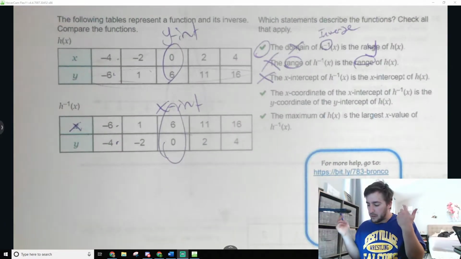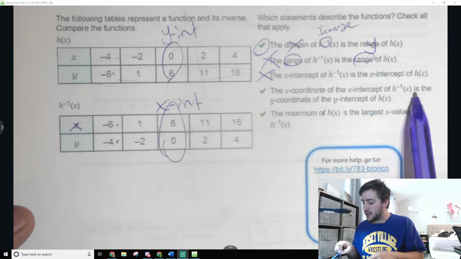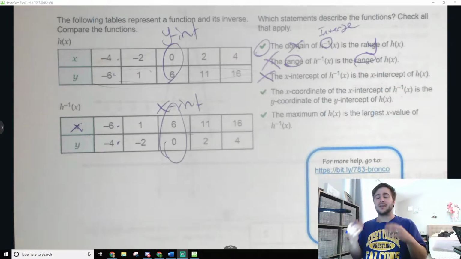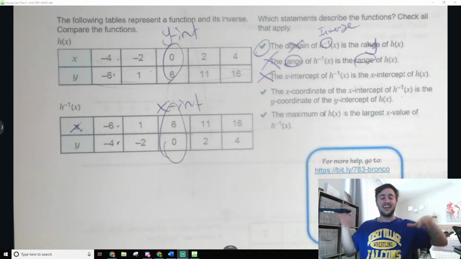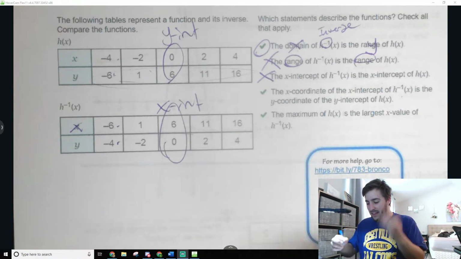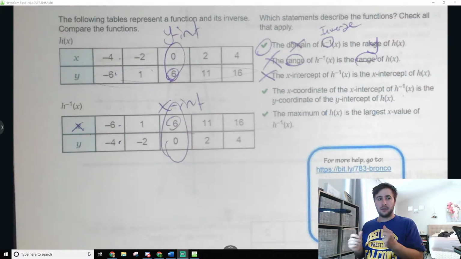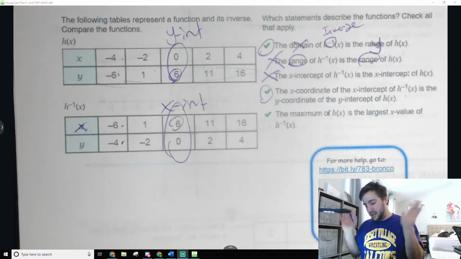The x-coordinate of the x-intercept of h inverse is the y-coordinate of the y-intercept of h of x. There we go. That's a better way of saying it than I do, because I say that they're the same when really they're not quite the same. It's just that that coordinate 6 is in there in both. They do share that. It's like the x-intercept becomes the y-intercept of the other. I know that's a really simple way of putting it. I should be more precise, but you guys know how I am.